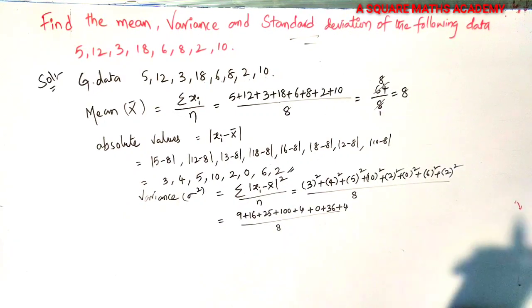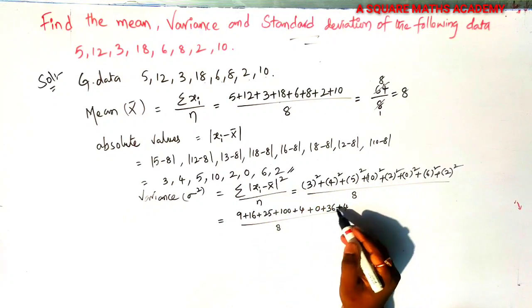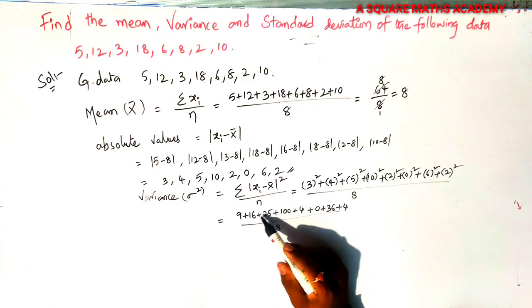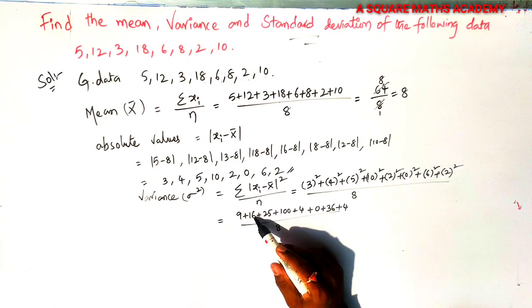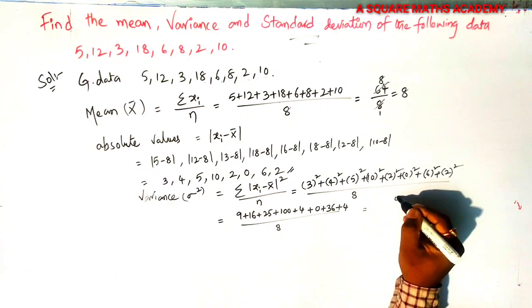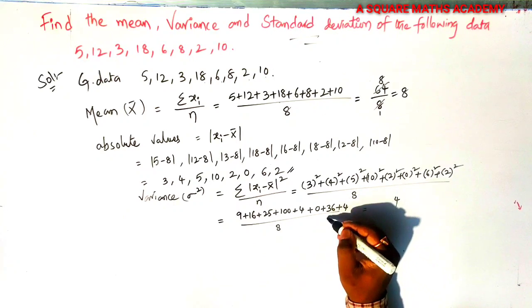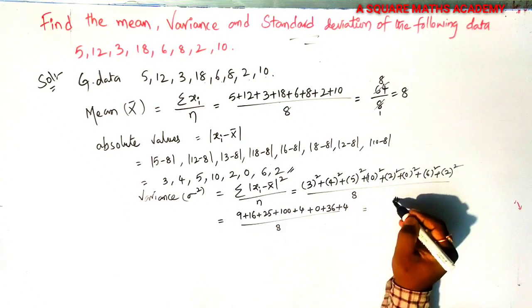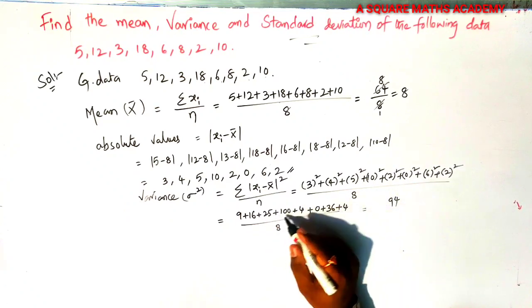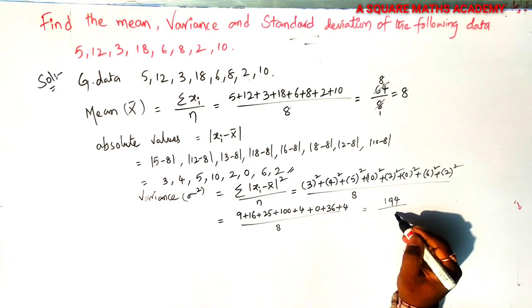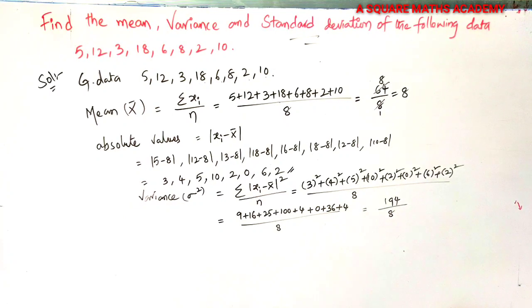Okay, so we are adding these values here. What we get here, 10, 14, 19, 19 plus 6, 25, 25 plus 9, 34, clear? So remaining only we have 1. So 194 divided by 8 we get here.